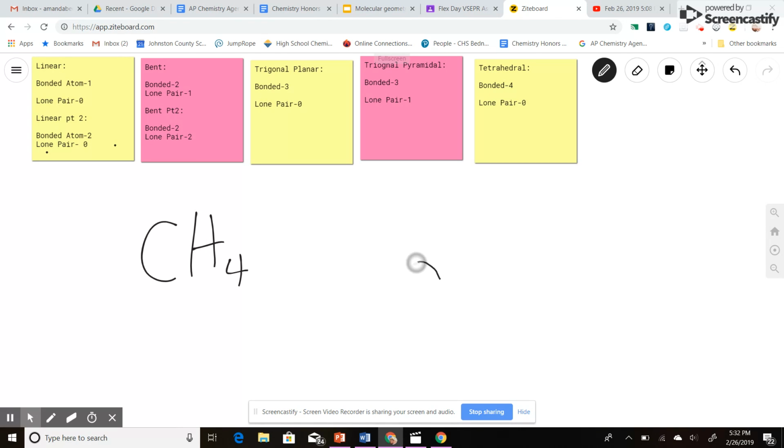So carbon would go in our middle. He has 4 valence electrons, and then we have our hydrogens surrounding him. And draw my little lines here. Carbon's octet is full. Each one of the duets on hydrogen is full. If you notice, this carbon has no lone pairs, no electrons hanging around. Everybody's paired up, everybody's full and happy, and it's tetrahedral. It has 1, 2, 3, 4 bonded atoms to the central atom.